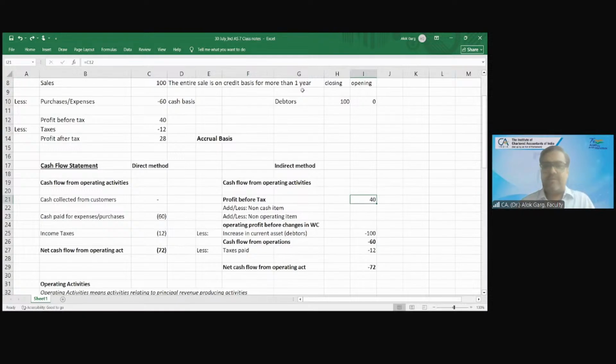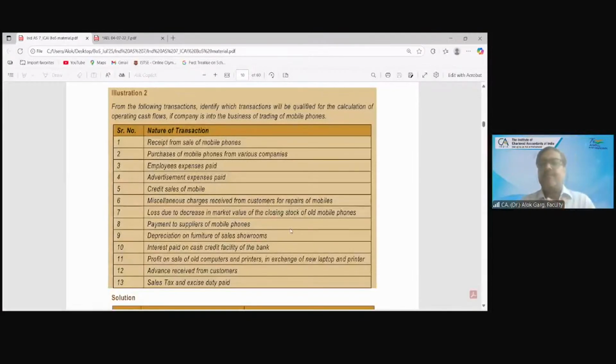Correct. So my question was whether this is to identify the operating item, or to identify whether this is part of cash flow from operations. That's where I was confused. Yes, you are absolutely right. In this case, we would be adjusting this fifth one as well in the operating cash flows.